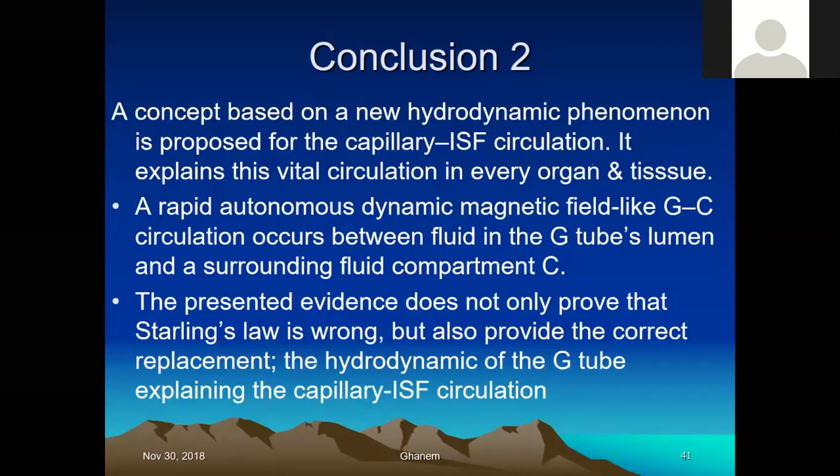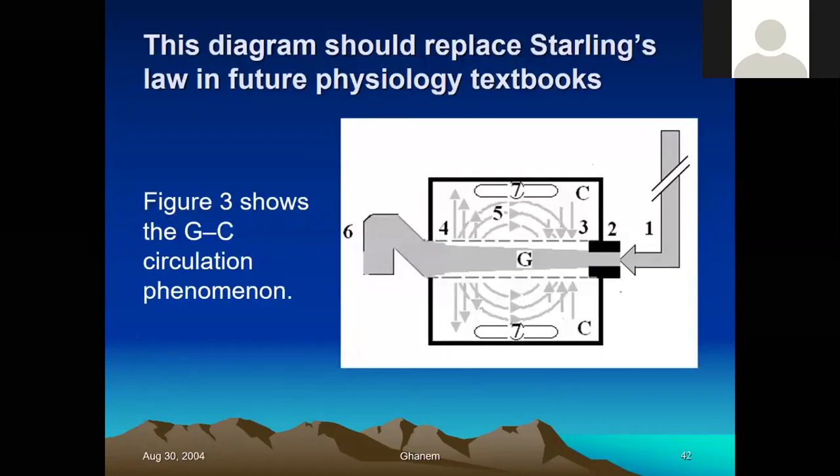compartment. The presented evidence does not only prove that Starling's law is wrong, but also provides the correct replacement, namely the hydrodynamics of the G-tube, explaining the capillary interstitial fluid circulation. This diagram should replace Starling's law in every future physiology textbook, and it explains how the circulation between the capillary and the interstitial fluid occurs.